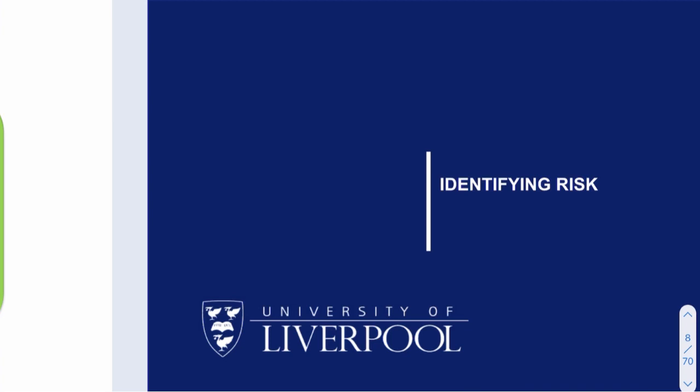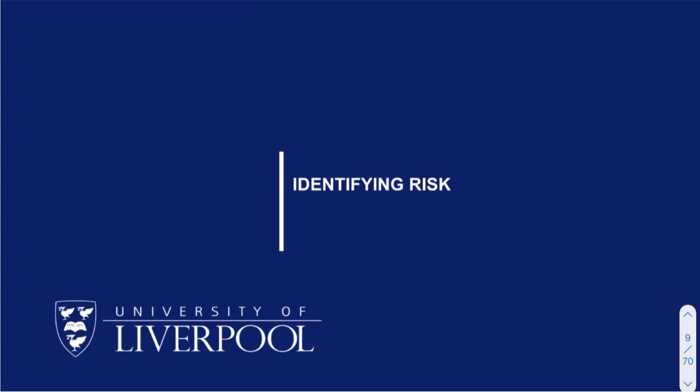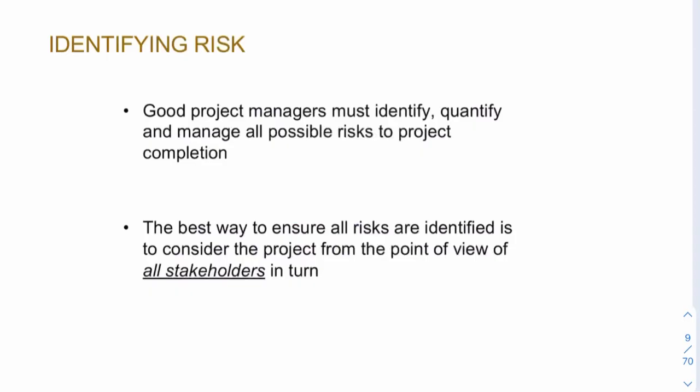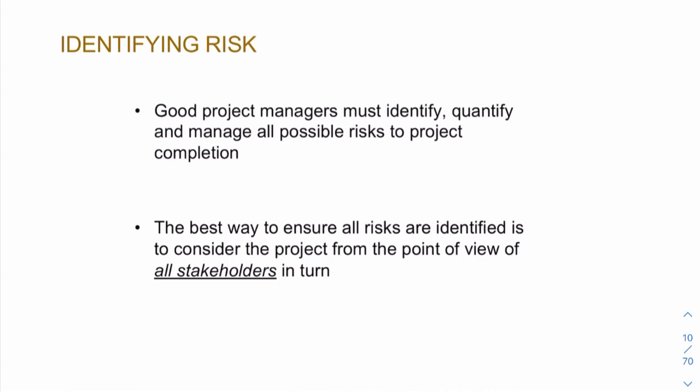So, first step, remember we said identification? So this is identification. What are the risks? So identifying risk is identifying or predicting those risks or those uncertain events. A good project manager, that's what we're trying to do, must identify, quantify, and manage all possible risks.